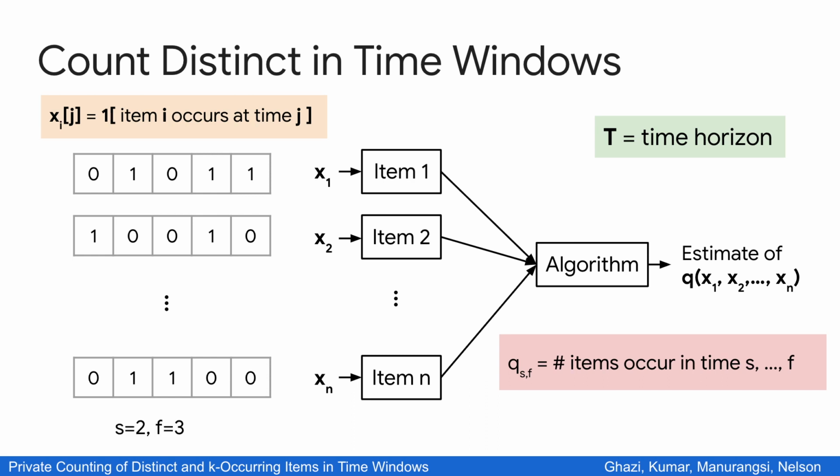For example, here if we want s equal to 2 and f equal to 3, then it means that we want to count all the items that occur in time steps 2 or 3. In this case, the item x1 is counted because it occurs at time 2. The item 2 is not counted because it doesn't occur in either time step, and the item n is counted because it occurs in both time steps. So if there are only these three elements, then the answer to this query would be 2.